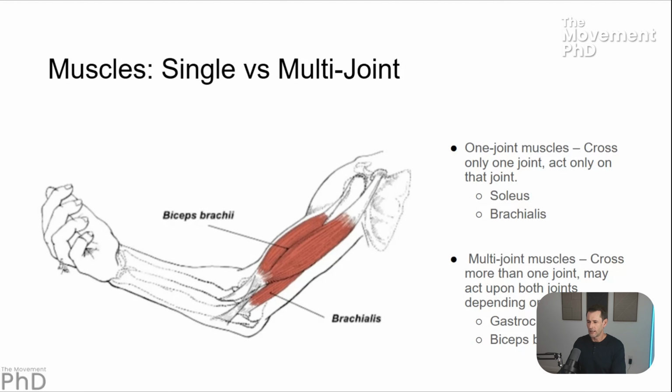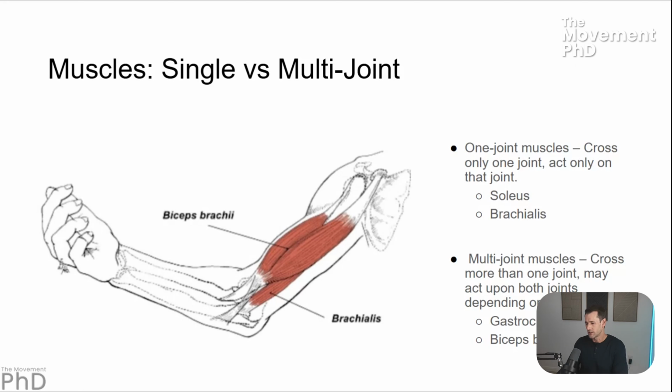Muscles can be either a single or a multi-joint muscle. Single joint muscles cross only the joint that they act upon. An example is the soleus, which only crosses the ankle joint. It's a single joint plantar flexor. And going back to our example of elbow flexion, the brachialis muscle sits right underneath the biceps. The biceps get all of the glory and all the show, but the brachialis is really the powerhouse of elbow flexion, because it only crosses that elbow.